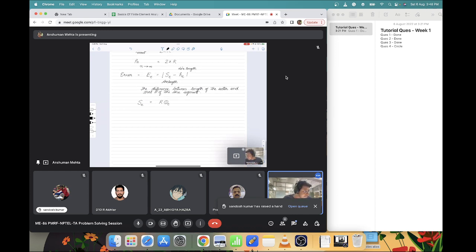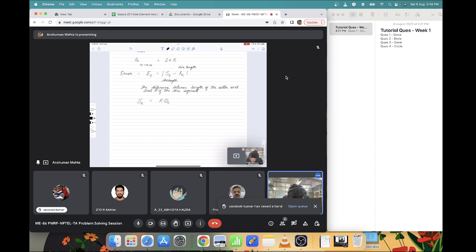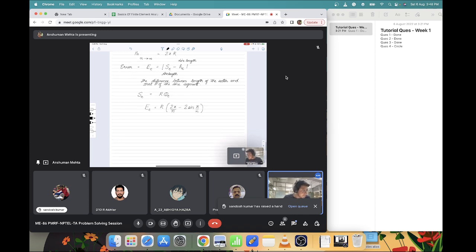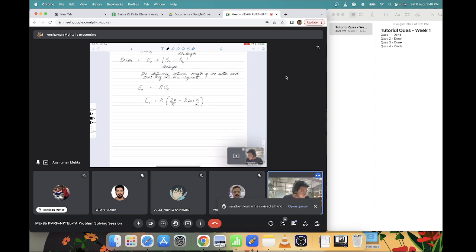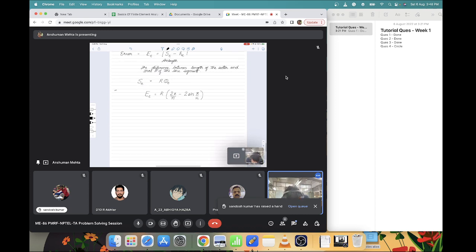And so putting in the value, the error for one element is equal to R times (SE is theta E, and theta is given as 2 pi by N) minus 2 sine pi by N. So this is the error in one element.